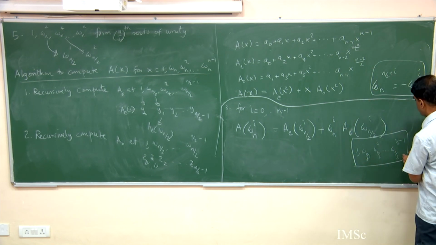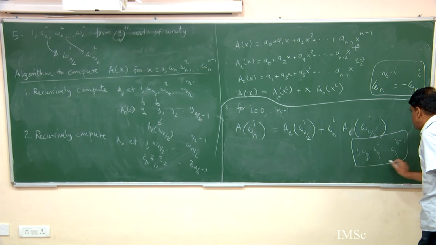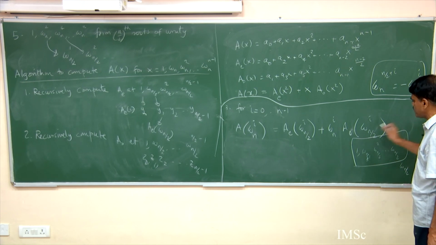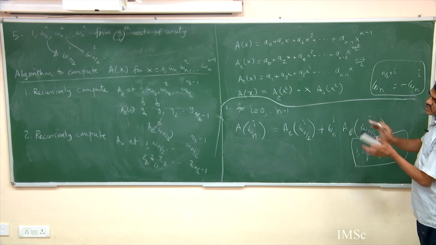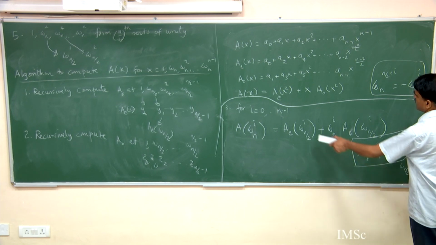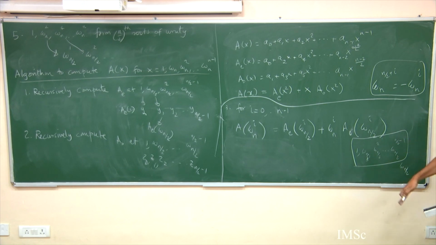So if I want ω_{n/2} to some power beyond n/2, this is computed only up to n/2, but after n/2 it's going to repeat because of the group properties. So it is well defined. After n/2, it turns out to be the same as the exponent mod n/2, whatever the remainder, and that's already computed. So that's the only thing to be careful about.